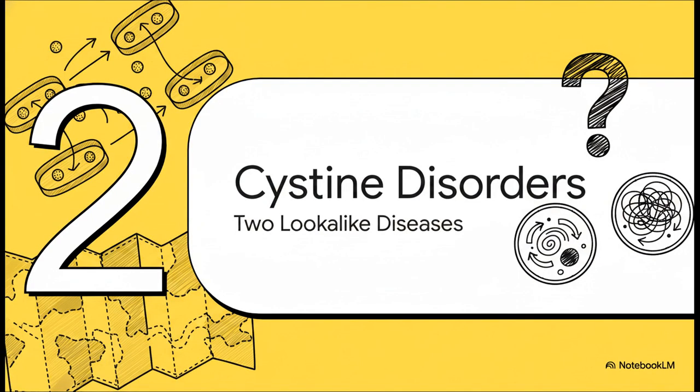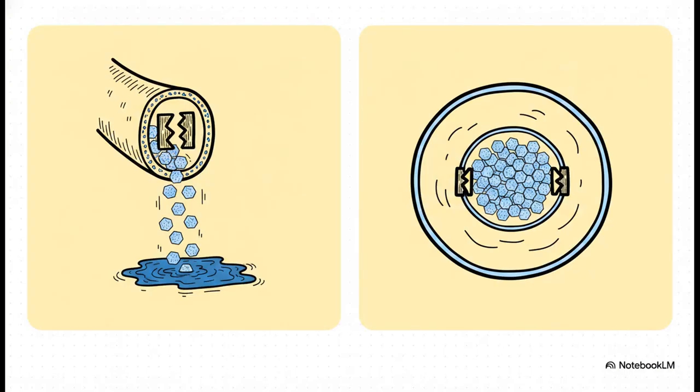Moving to Section 2, the two cysteine disorders. Let's apply this geography concept to our first big diagnostic challenge. Let's compare cystinuria against cystinosis. Notice how similar those names are? It's a classic trap, but medically speaking, they are worlds apart. Cystinuria is an apical or luminal brush border defect. The bouncers facing the urine fail to reabsorb dibasic amino acids, so cysteine just builds up in the kidney tubules.